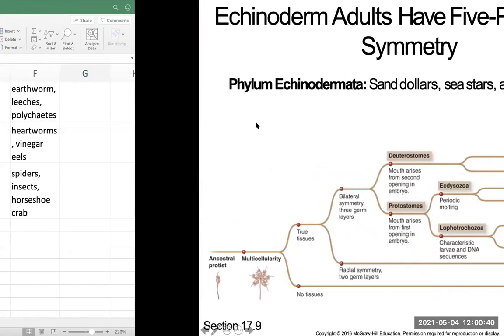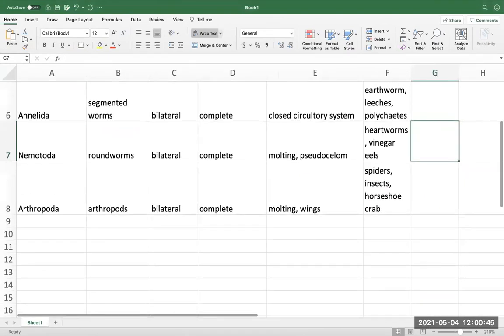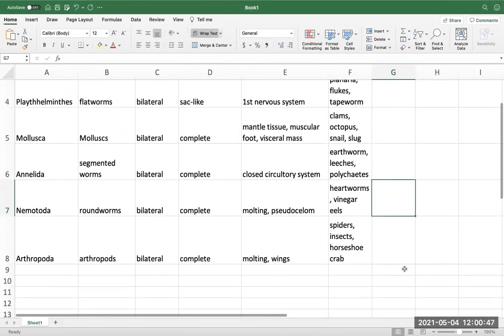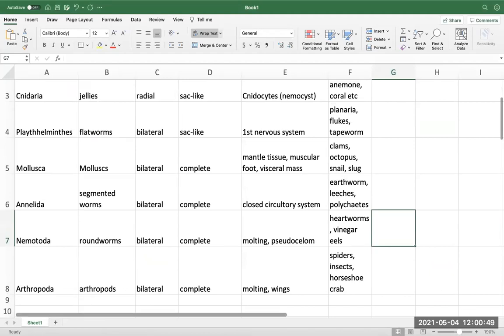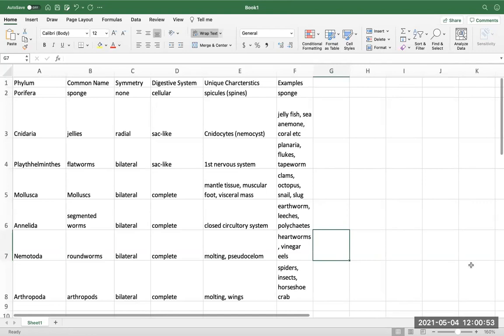And let me zoom out here. Some people want to take a picture. Okay, there you go. So I'm going to end this part here.